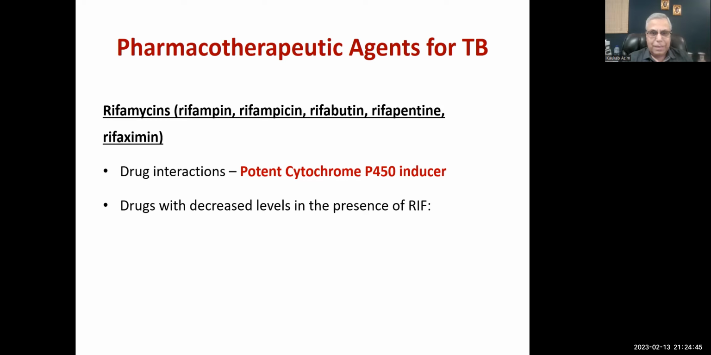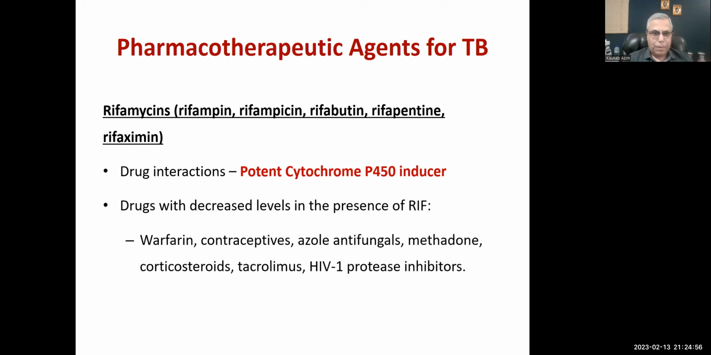So because it is a potent cytochrome P450 inducer, it is going to decrease the blood levels of warfarin, contraceptives, antifungals, corticosteroids, tacrolimus, and more importantly, protease inhibitors. All right, because many people that have HIV also have tuberculosis, so sometimes we have to give a combination.